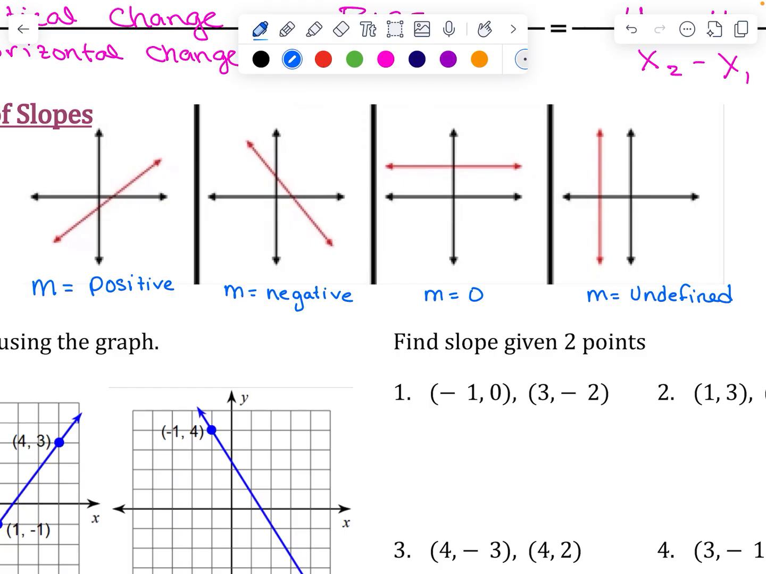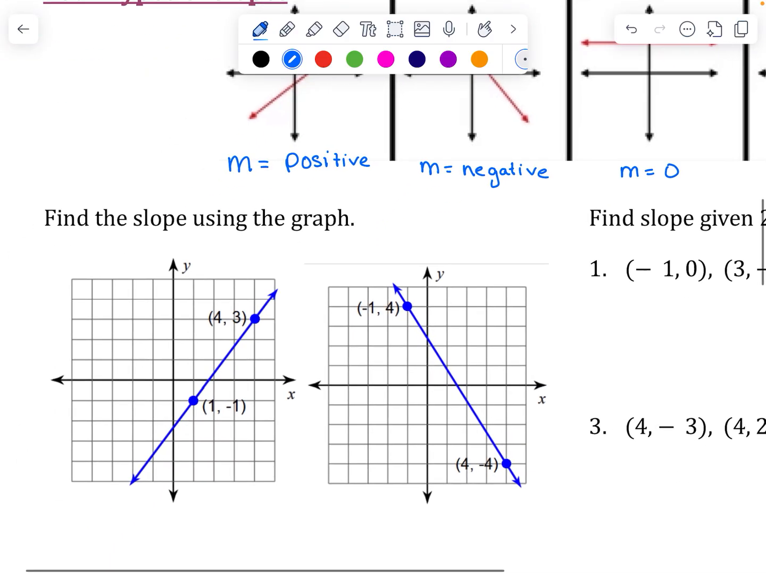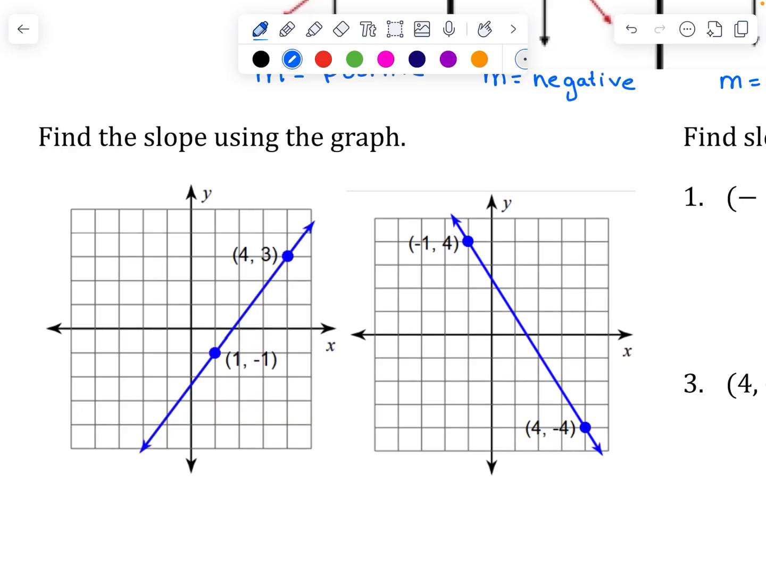So let's just look at finding the slope when we are given a graph. So all we have to do is count from one point to the next. So I'm starting at this point, and I'm just going to count up. 1, 2, 3, 4. So my rise is 4. 1, 2, 3. My run is 3. And my slope is going to be positive because we're going up from left to right. So my slope is just going to be 4 over 3.